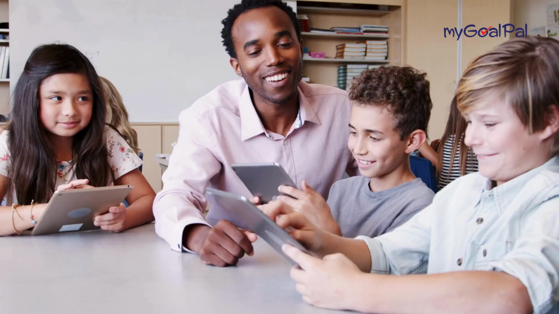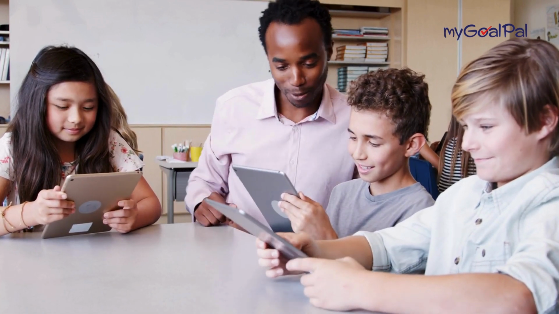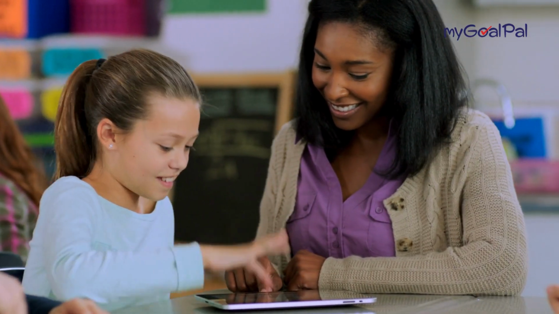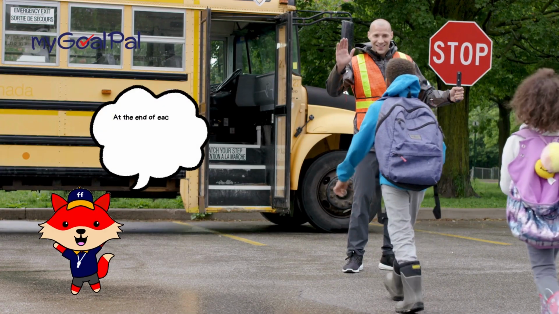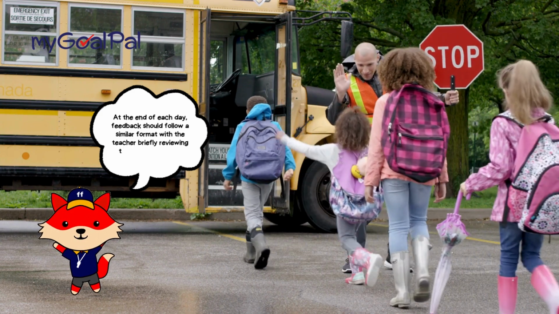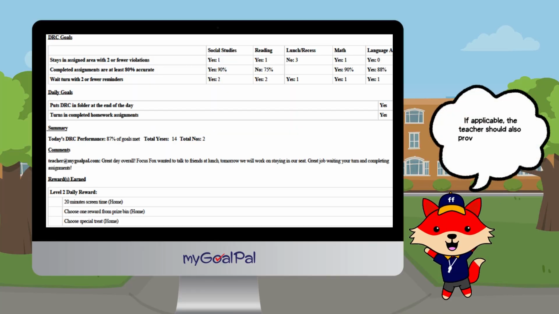When reviewing DRC progress at the end of an interval or subject area, the teacher should praise the student for any goals that were met and inform the student of any goals that were missed. Students should be reminded that they have a whole new opportunity to meet goals during the next class period. This interaction should be very brief, 10 seconds or less. At the end of each day, feedback should follow a similar format with the teacher briefly reviewing the student's overall progress for the day. If applicable, the teacher should also provide any school-based rewards that were earned.